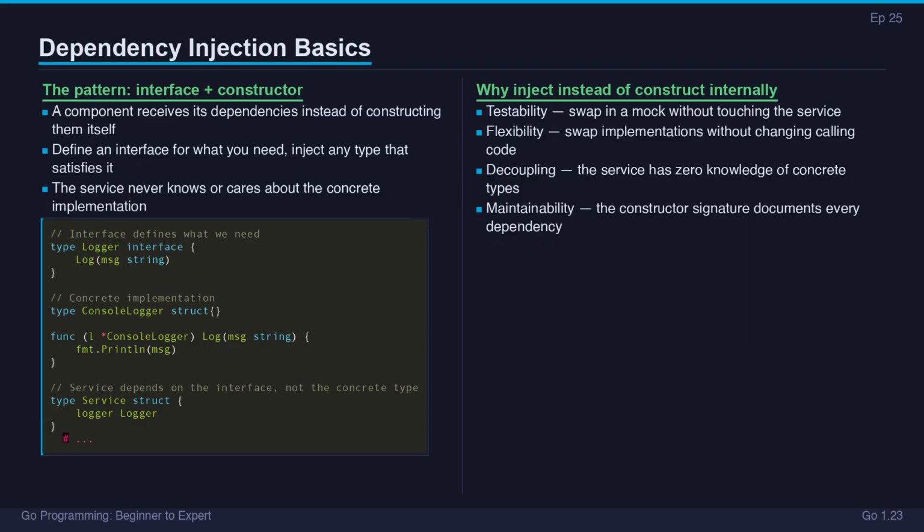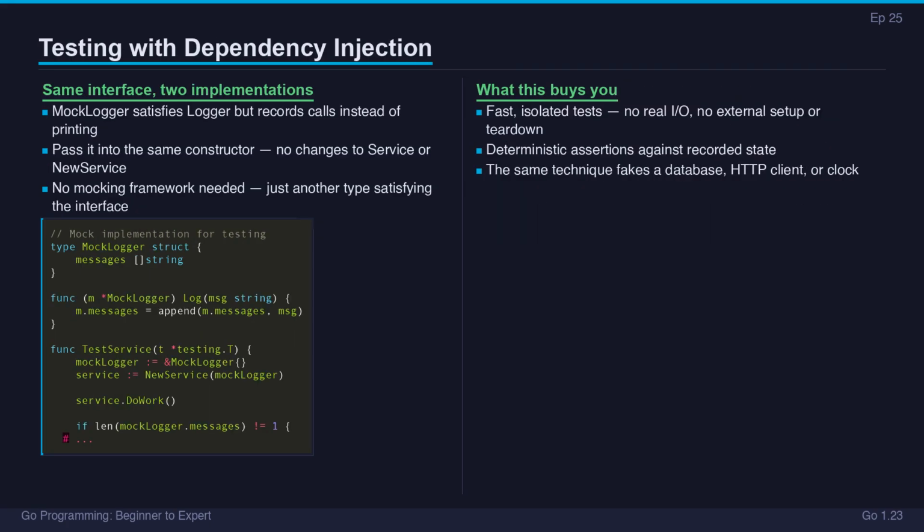This buys you 4 things: testability because you can swap in a mock, flexibility because you can swap implementations without touching the service's code, decoupling because the service has 0 knowledge of concrete types, and maintainability because the constructor signature tells you exactly what the service needs. This is where dependency injection pays for itself immediately.